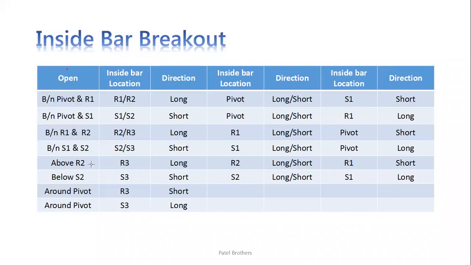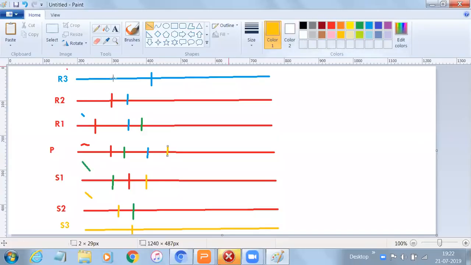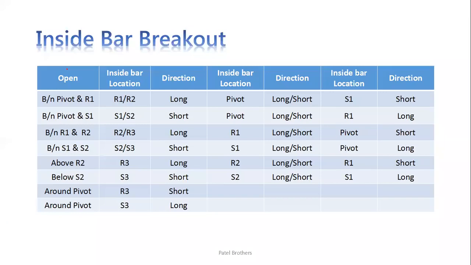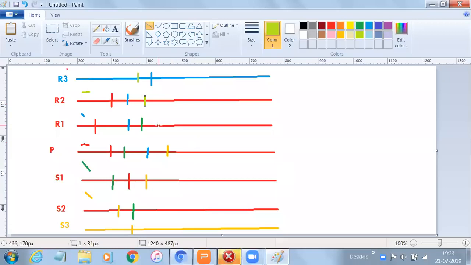Now above R2. Suppose it has opened between R2 and R3, and it has formed an inside bar at R3 only. So obviously we will look for the long only. If it is forming at R2 here, we will look for both sides, long as well as short. And if it is forming at R1 from the downside, we'll look for only the sell signal in this case.